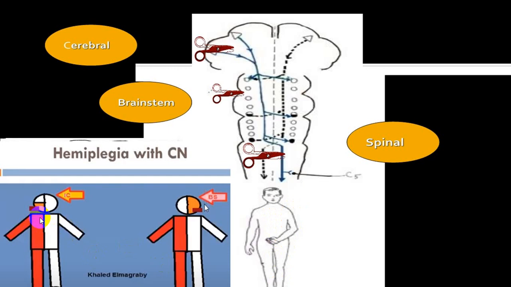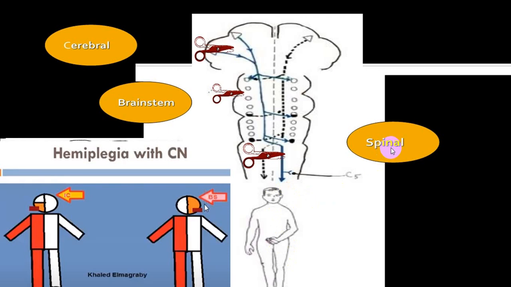So if you come across, on the side of the damage, lower half of the face with upper limb and lower limb involved, it will be uncrossed hemiplegia. Usually it will be on the contralateral side if there is a damage above the midbrain, while in case of a spinal lesion, below the level of damage, you will have the same side and it will be upper motor neuron. And at the level of the damage, you will have lower motor neuron findings. That will be in case of a spinal lesion.